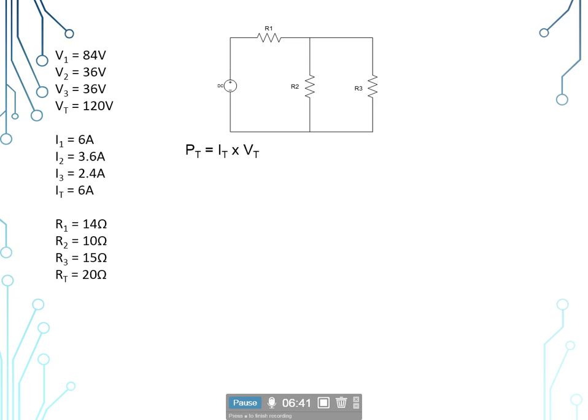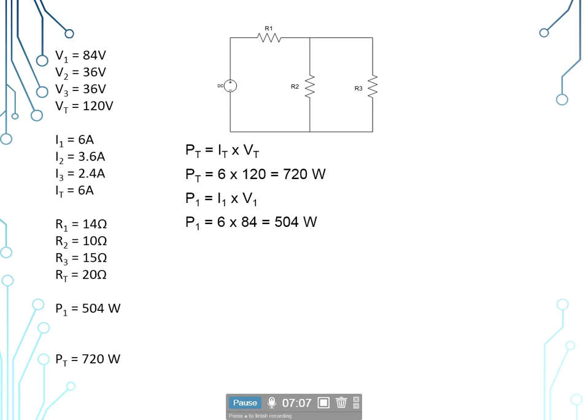So P sub t is equal to I sub t times V sub t. So P sub t would be 6 amps times 120 volts, giving us 720 watts total. Our P sub 1, power dissipated by the first load, would be I sub 1 times V sub 1. I sub 1 of 6 amps, V sub 1 of 84 volts will give us 504 watts total.